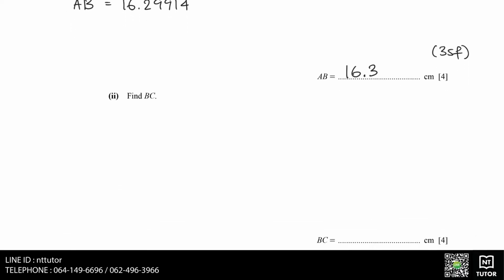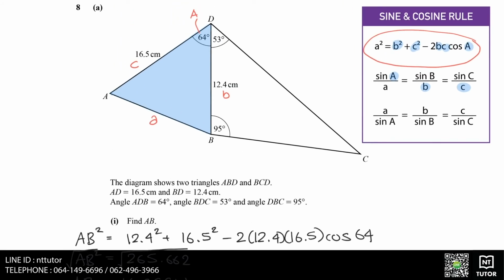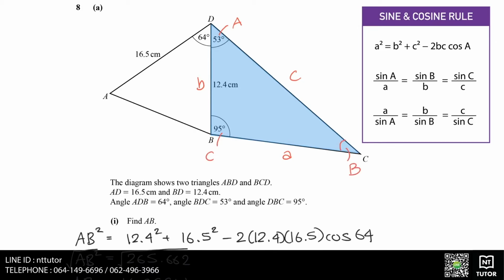Find BC. To find BC, we must look at triangle BDC. Since triangle BDC is not a right angle triangle, again, we must be using the sine rule or the cosine rule. If we let side length BC equal a, the opposite angle must equal angle A. And if we let side BD equal b and the other side equal c, this means that the angle with 95 degrees is angle C and the other angle that we don't know is angle B.